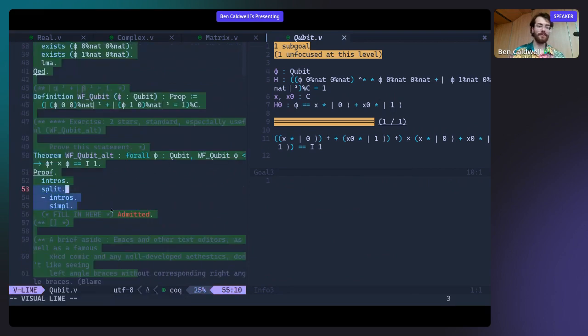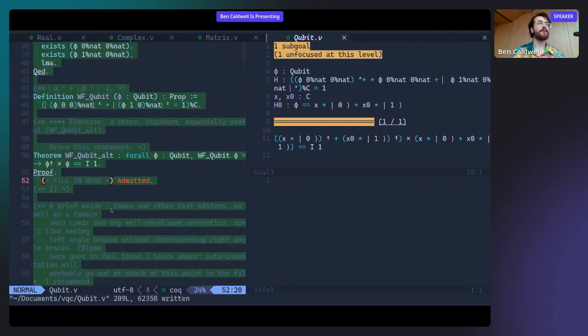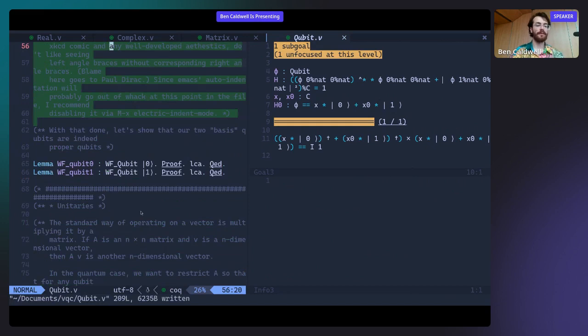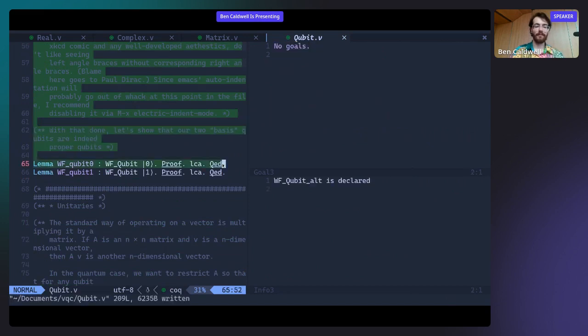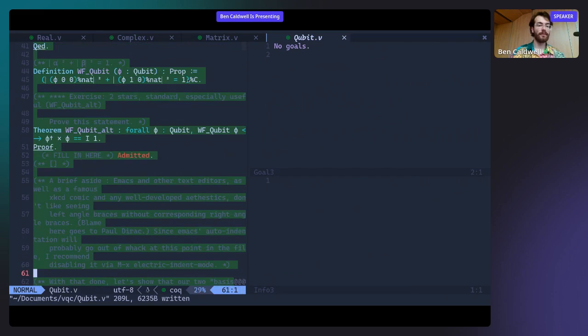Okay, yeah. So you have these two alternative ways then of talking about whether or not a qubit is well-founded. And it makes it now fairly easy for us to go forward and say, okay, well, we can use LCA to find out that these qubits are in fact well-founded because this is just an equation in the complex numbers.